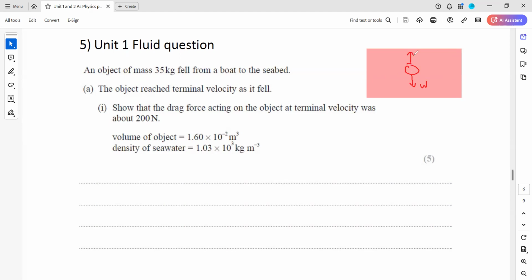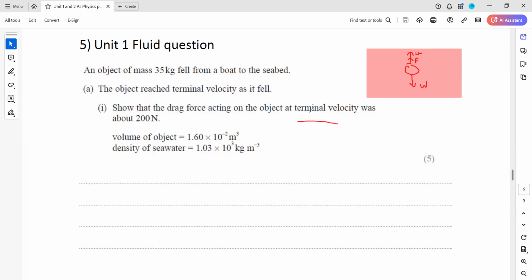When you draw the arrows, if the downward arrow is 3 centimeter in length, the upward arrow should also be 3 centimeter. The upward forces will be the up thrust and the viscous drag. So one of them will be the up thrust and one will be viscous drag. But the total length of the upward arrow must equal the downward arrow, as it is moving with terminal velocity.